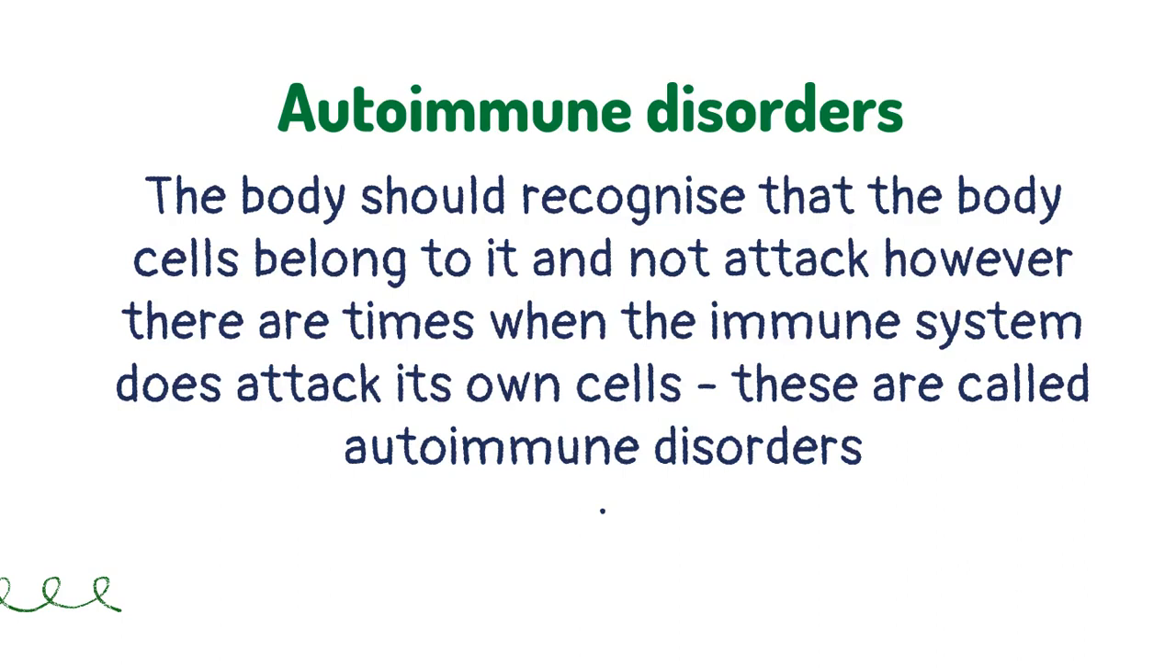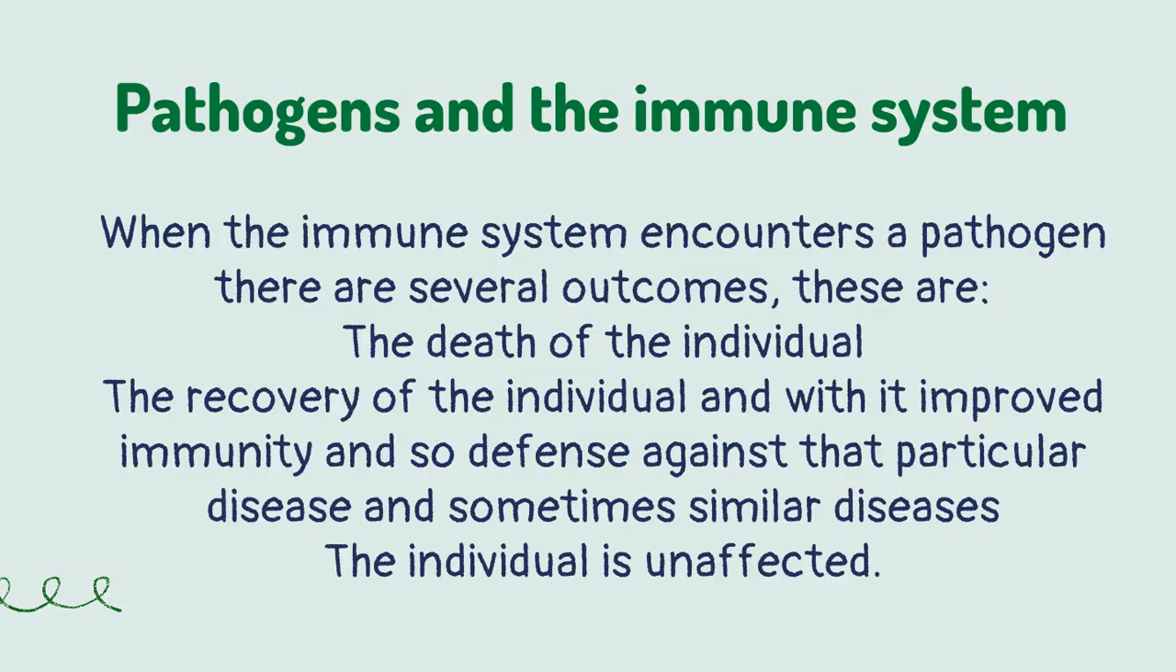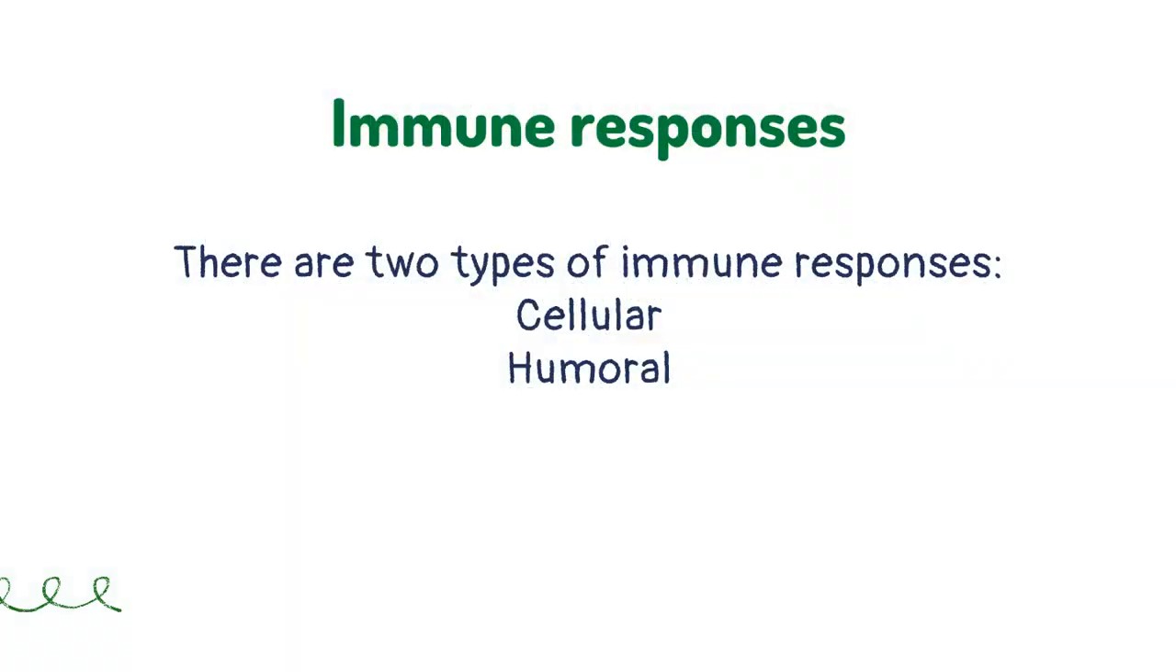The body should recognize that the body cells belong to it and not attack. However, there are times when the immune system does attack its own cells. These are called autoimmune disorders. When the immune system encounters a pathogen, there are several outcomes. These are the death of the individual, the recovery of the individual, and with it improved immunity and so defense against that particular disease and sometimes similar diseases, or the individual is unaffected. There are two types of immune responses: cellular and humoral.